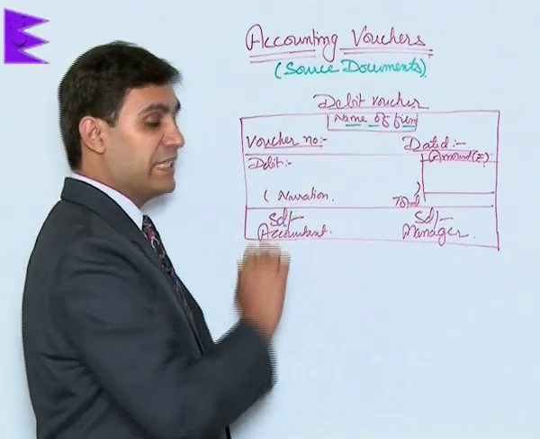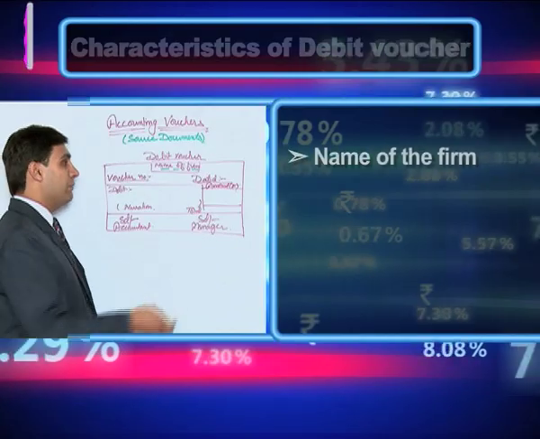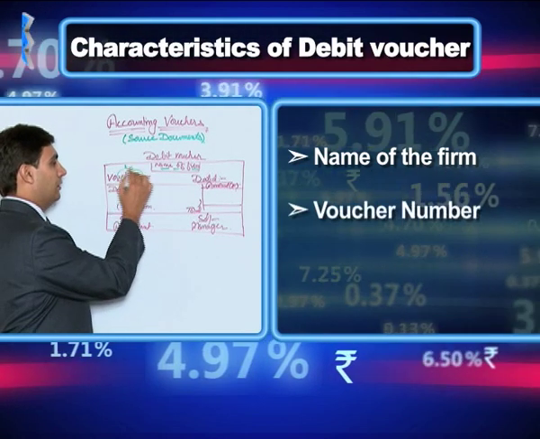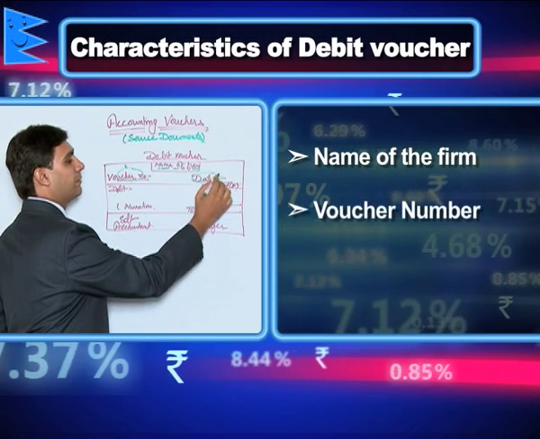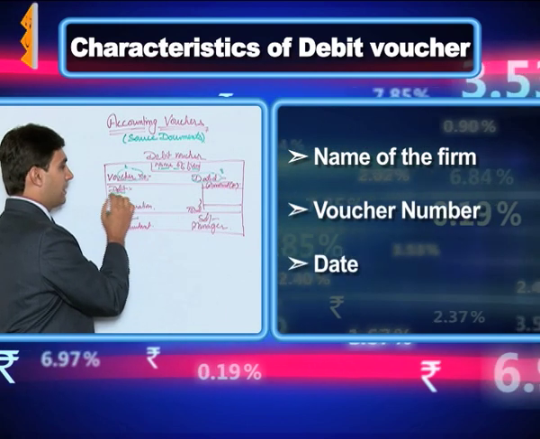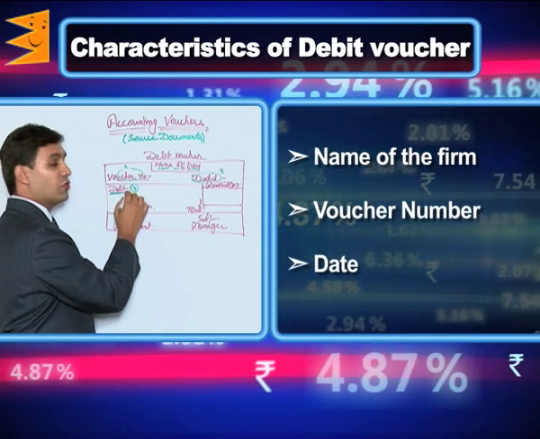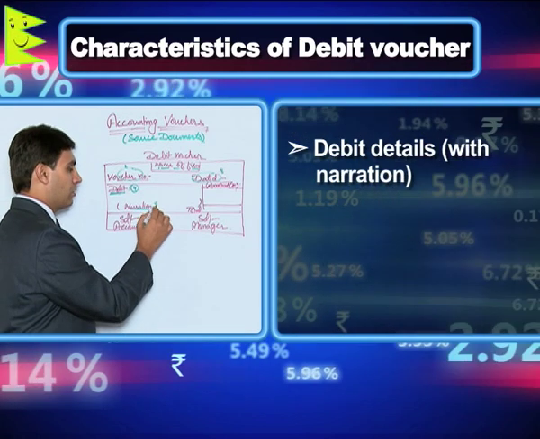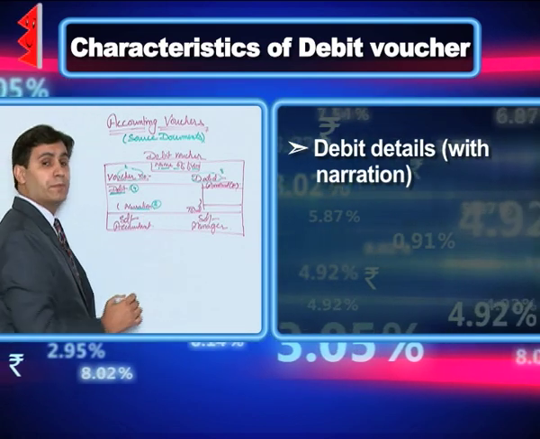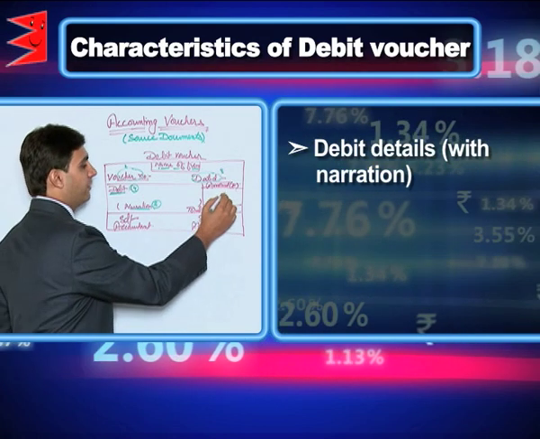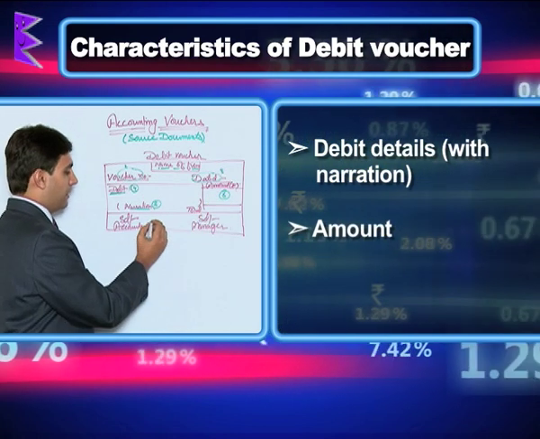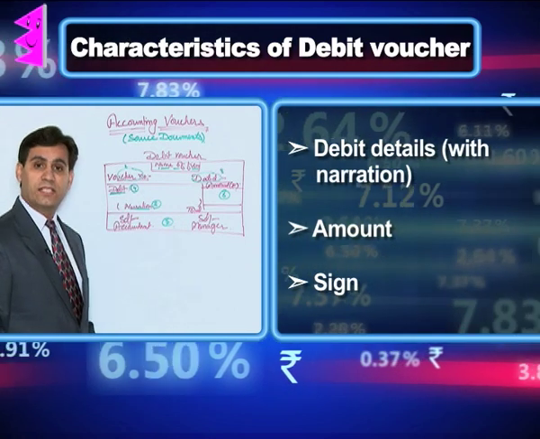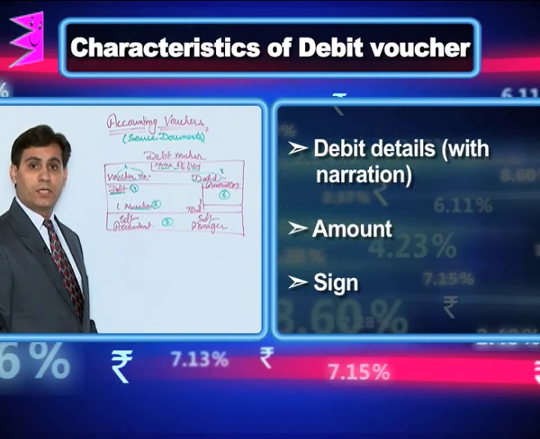So what are the basic characteristics? The first one being the name should be there. The second one is the voucher number. The third one being that it must be duly dated. It must have clear mention of the account that has been debited. It must carry narration as to why this voucher was prepared. It must have the amount and it must be duly signed. So these are some basic characteristics of a voucher.